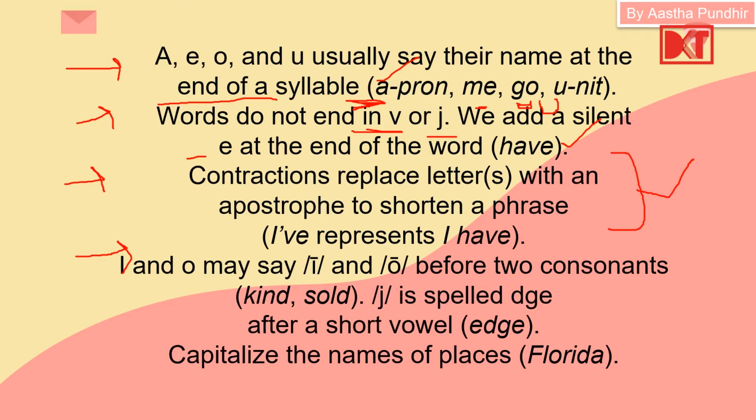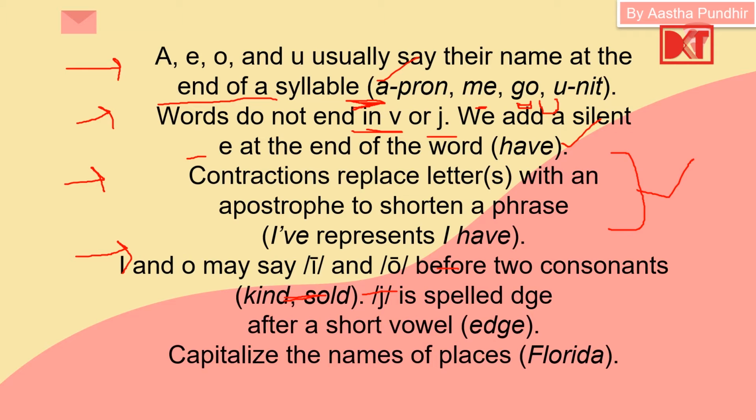Then I and O may make their own name sounds before two consonants, like I की sound हो जाती है here in kind, like I, okay, and like sold में it's complete O, sold.